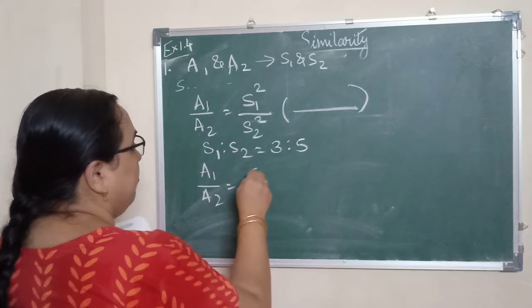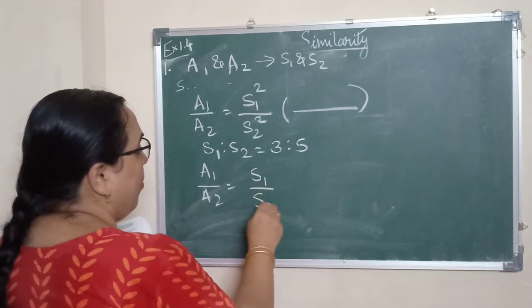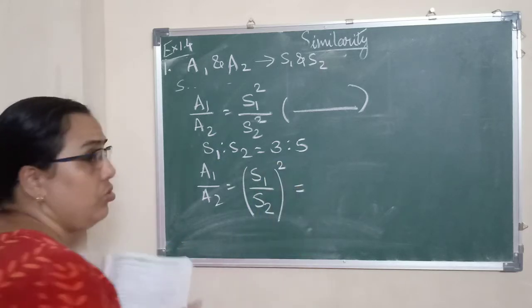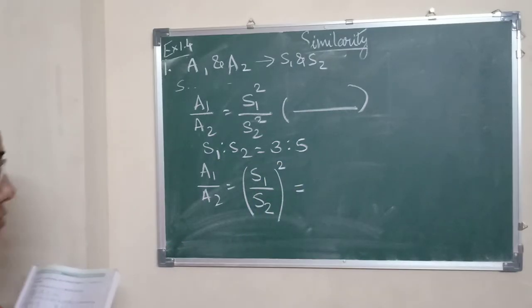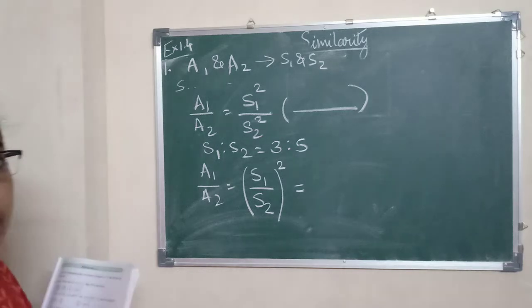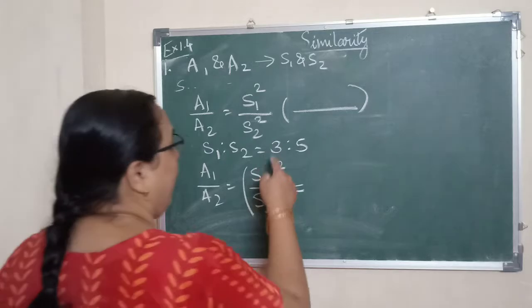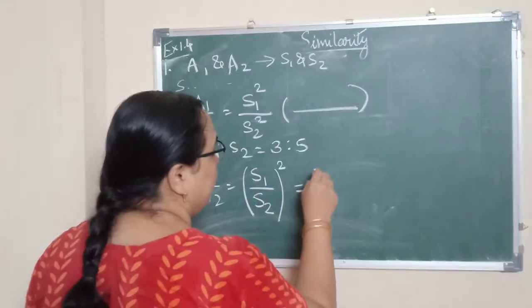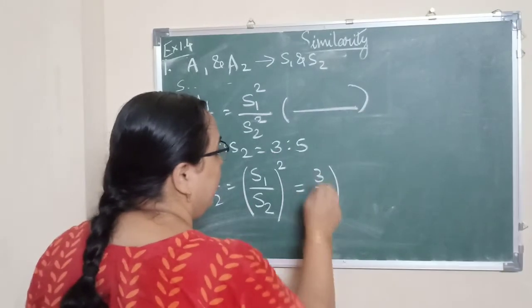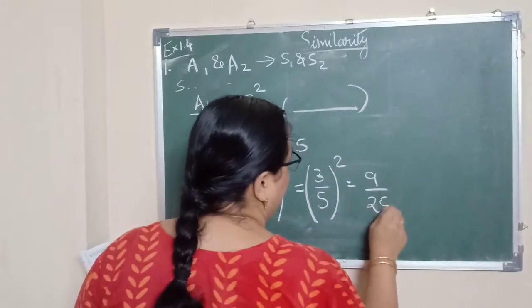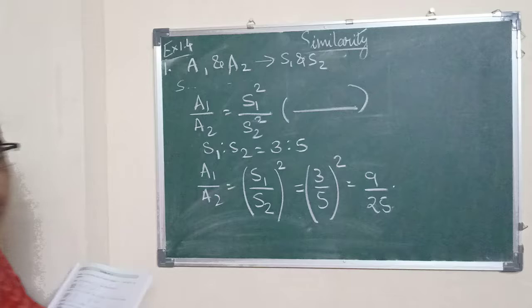Instead of having S1 square upon S2 square, can I write this as S1 upon S2 the whole square? Yes, I can surely write it, by the laws of indices. So therefore I put the value S1 upon S2 is given as 3 upon 5 the whole square, which gives me 9 upon 25. Got it?